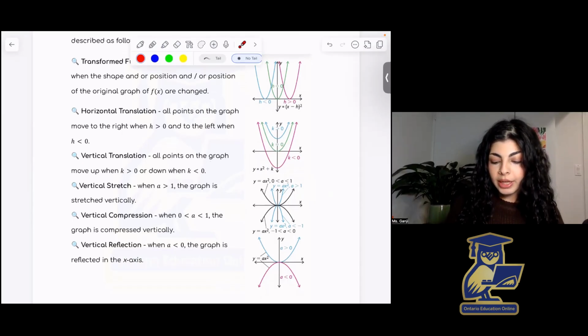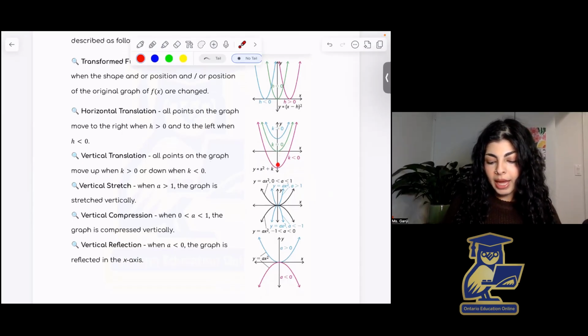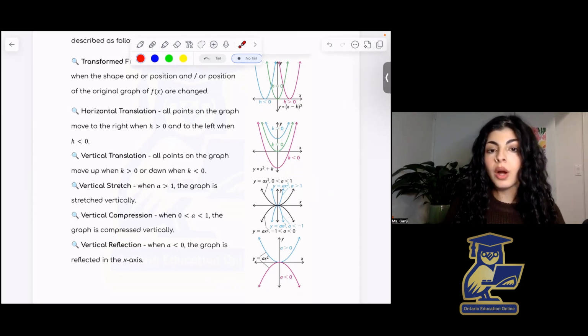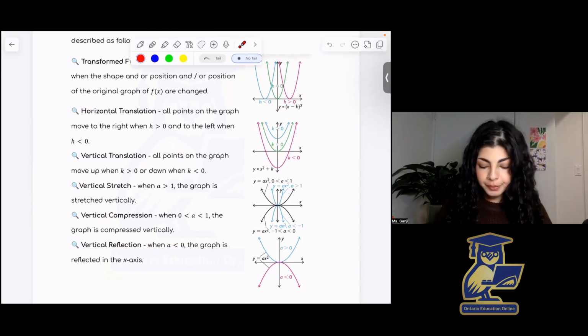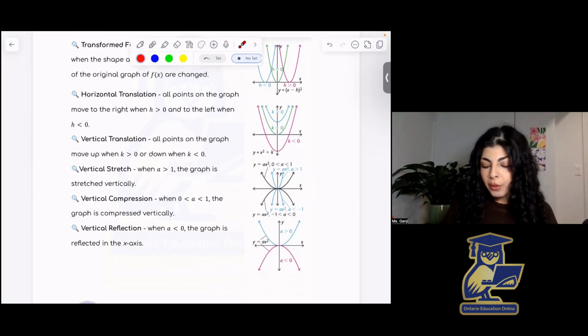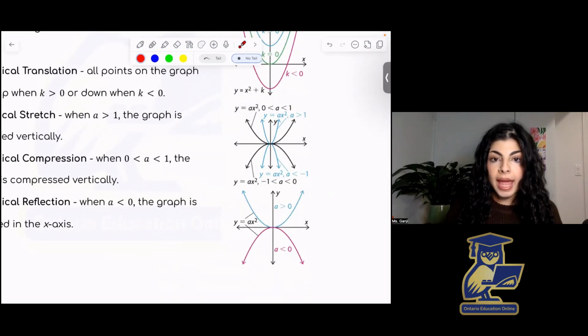Down here in the second visual, we have our vertical translation. So when k is greater than 0, we are moving up, and when k is less than 0, we're moving down, and when k is just equal to 0, we're not translating up or down, so it stays in the same place. Now, vertical stretch and compression, we're going to be looking at the third diagram there, which specifically looks at A.